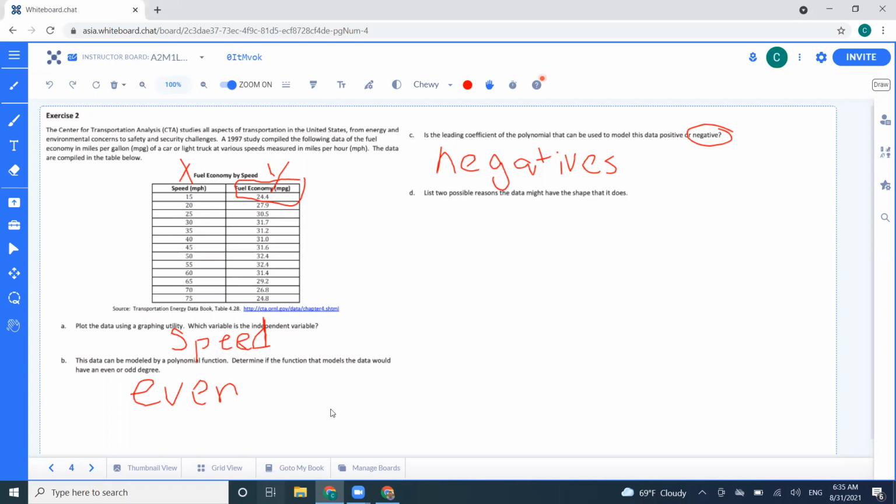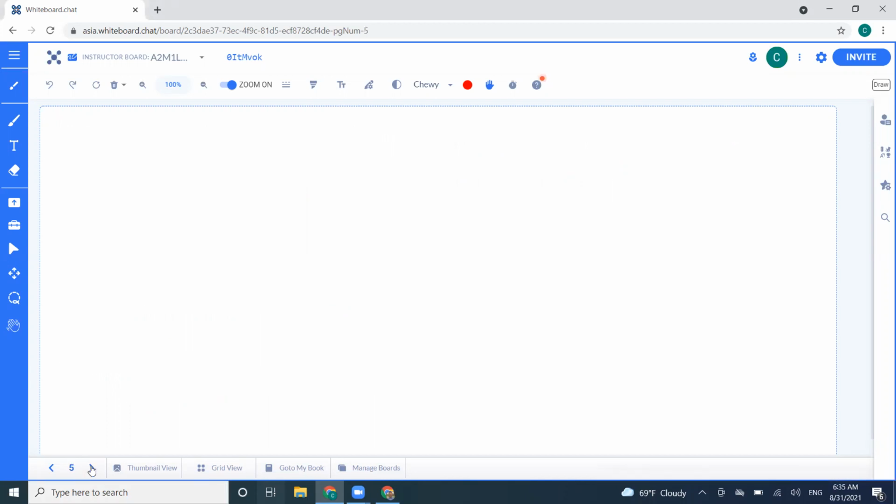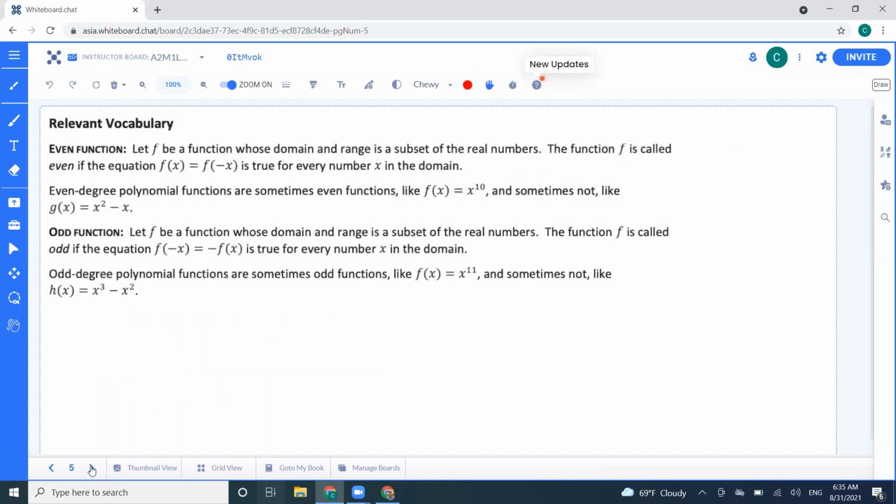Let's see if there's anything else on here that we need to look at. Okay, yeah. So here we go. This is just some more terminology. We may have a quiz here in a couple of days on all this terminology that we're learning, okay?